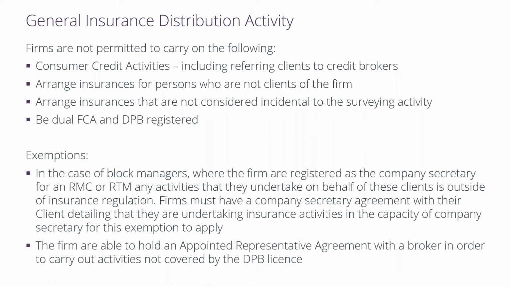There are some exemptions. In the case of block managers, where the firm are registered as the company secretary for an RMC or RTM, any activities that they undertake on behalf of these clients is outside the scope of insurance regulation. For this exemption to apply, firms must have a company secretary agreement with their client detailing that they are undertaking insurance activities in the capacity of company secretary. The firm are able to hold an appointed representative agreement with a broker in order to carry out activities not covered by the DPB licence.